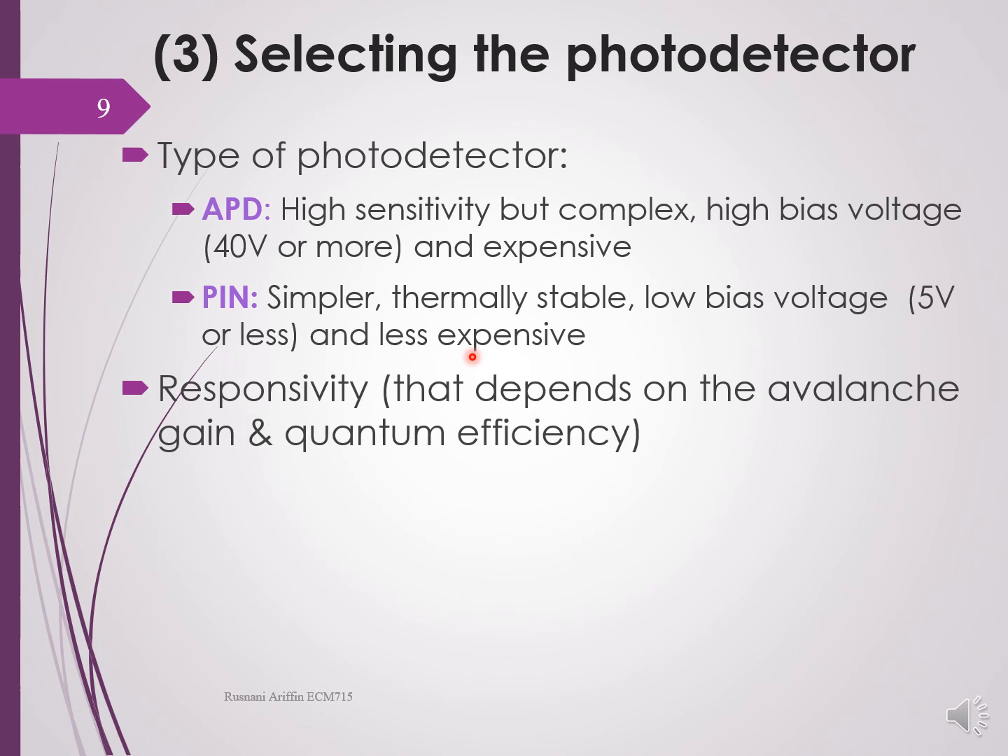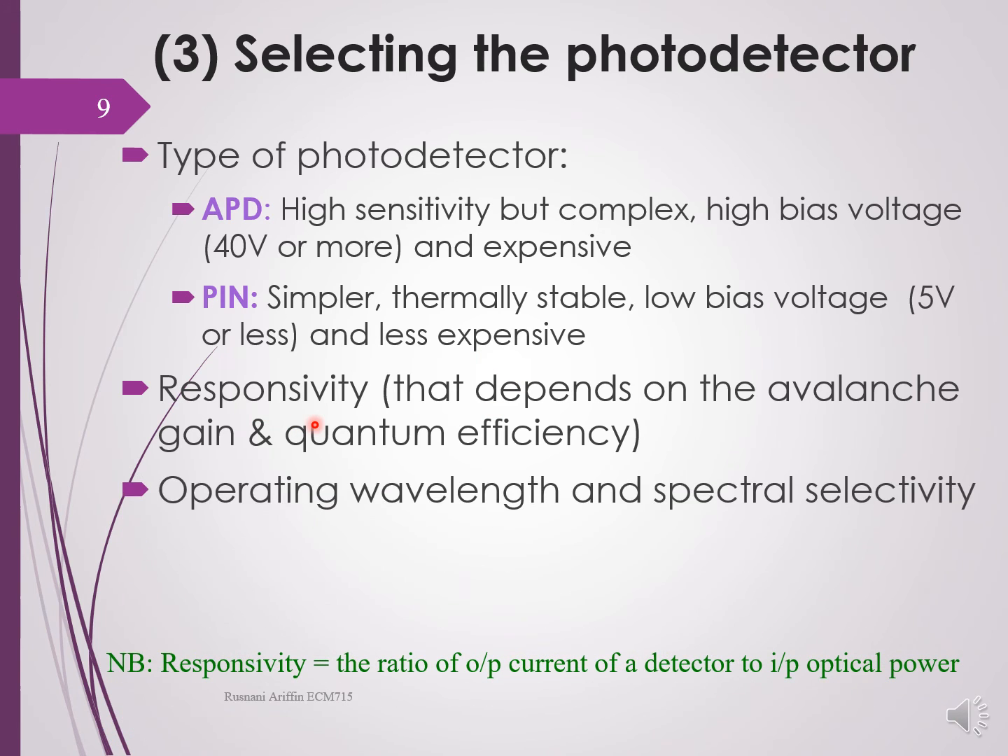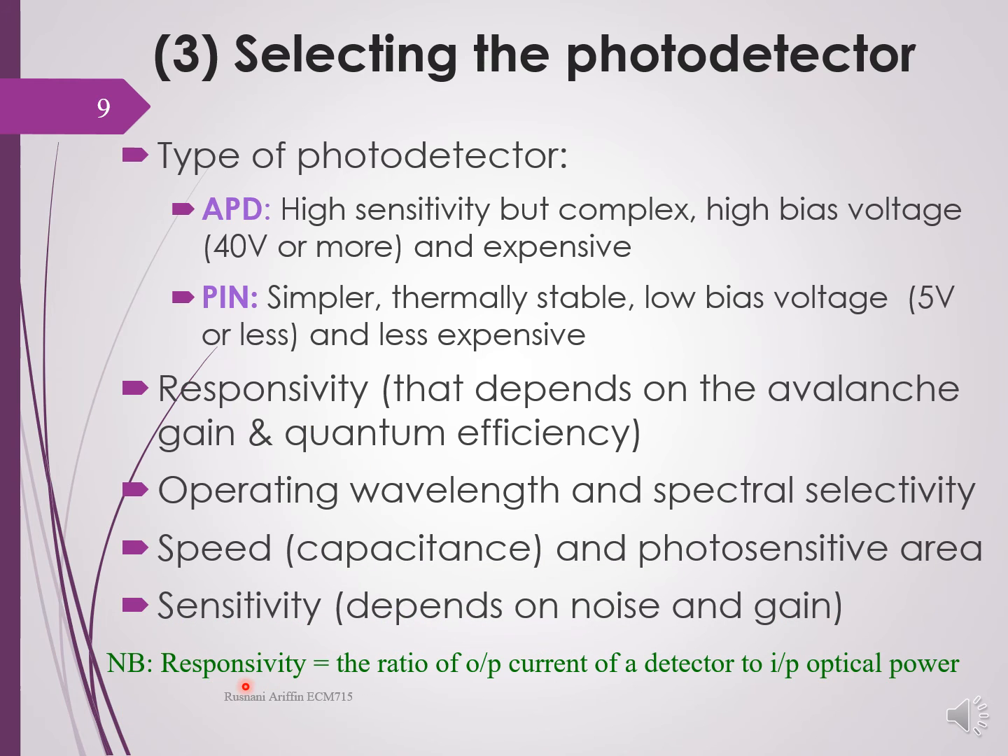Other than that, you also need to know the responsivity of your photodetector. Let's revise: what is responsivity? Responsivity is the ratio of the output current of the detector to the input optical power. That's the definition of responsivity. Other than that, you should know the operating wavelength of your photodetector and its spectral selectivity, the speed, the photosensitive area, and finally the sensitivity of your photodetector.